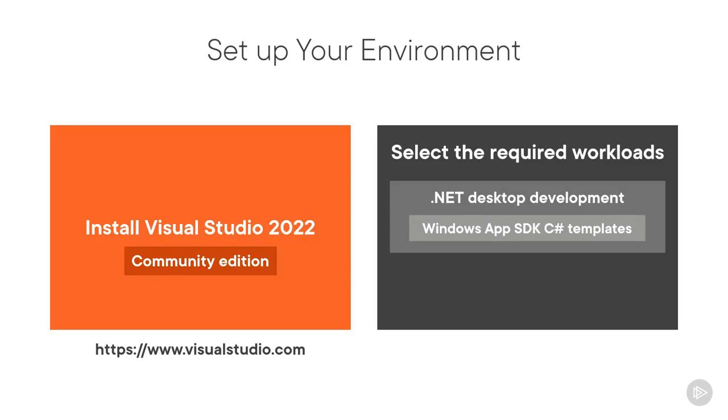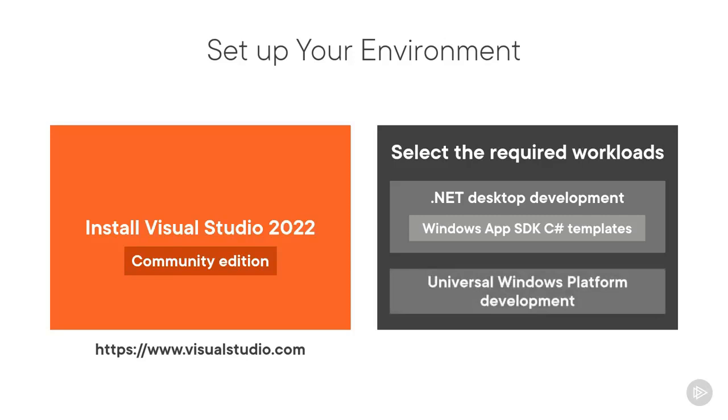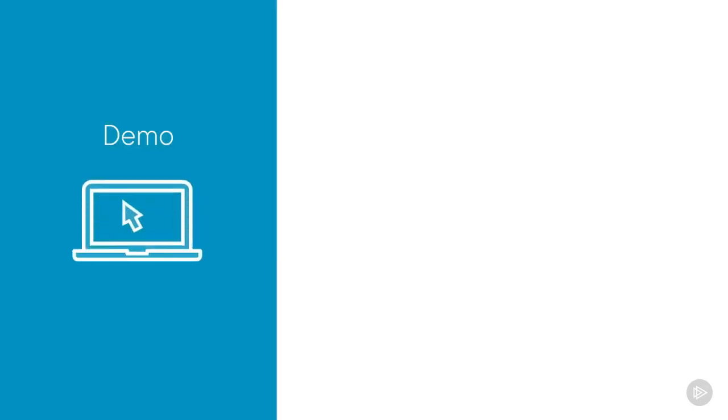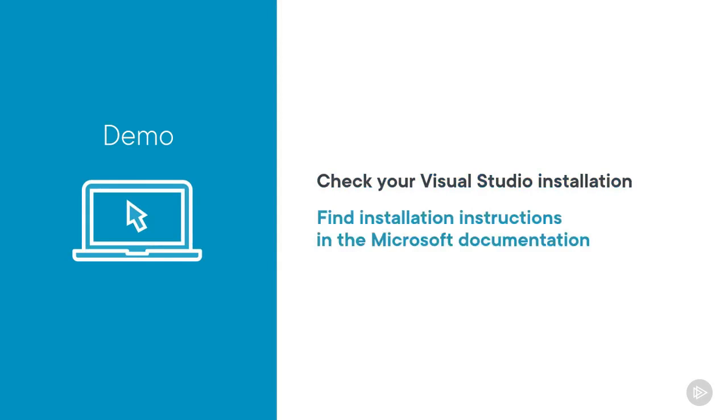Beside the .NET Desktop Development workload, you also need to install the workload Universal Windows Platform Development. When you have installed these workloads, you have everything that you need to build WinUI applications. Let me show you now in this demonstration how you can check your existing installation of Visual Studio, and let me also show you where you find the installation instructions in the Microsoft documentation.